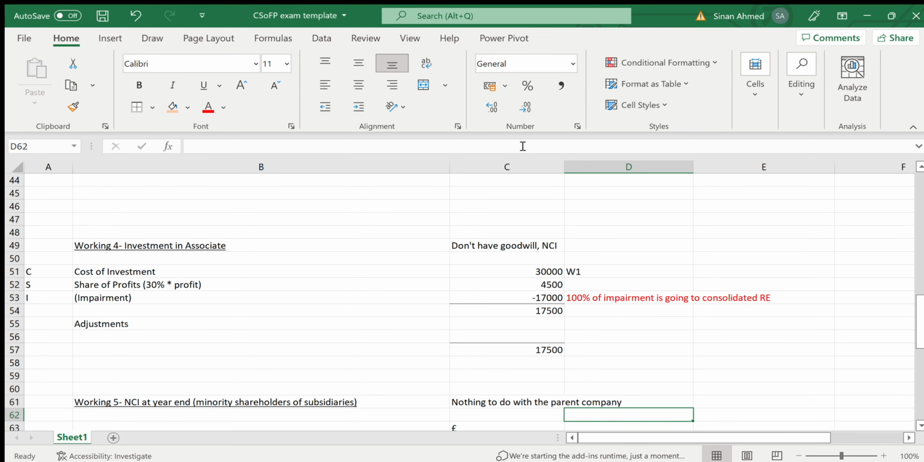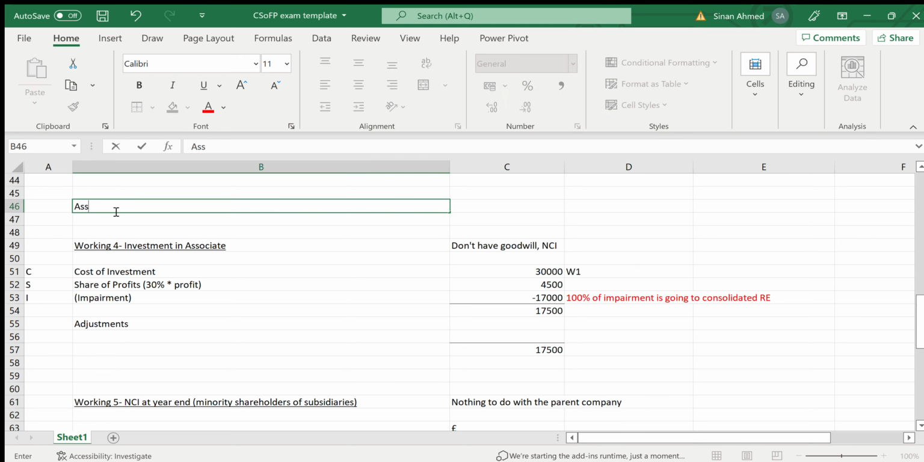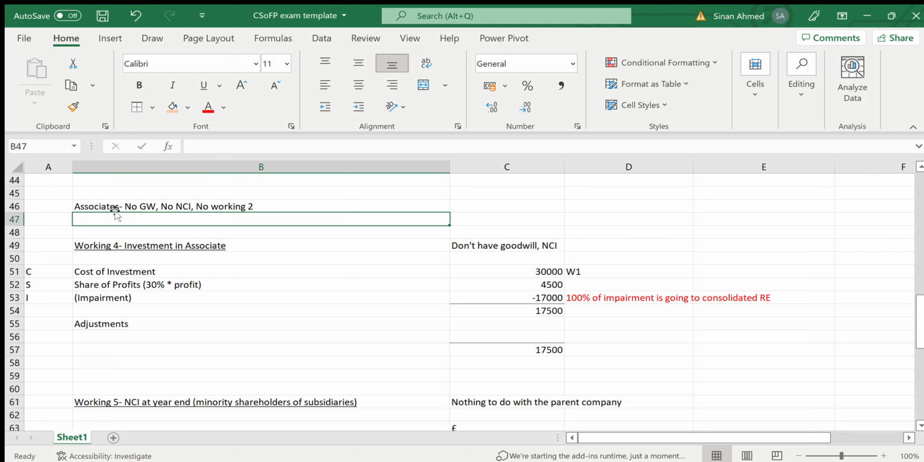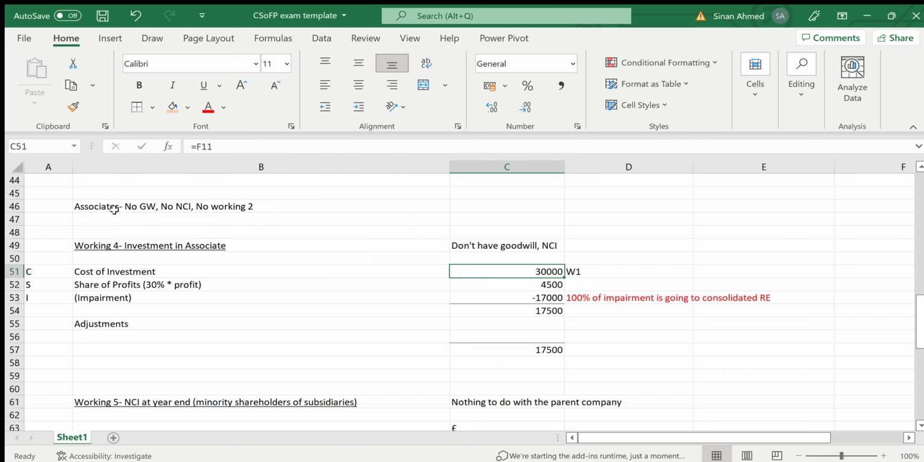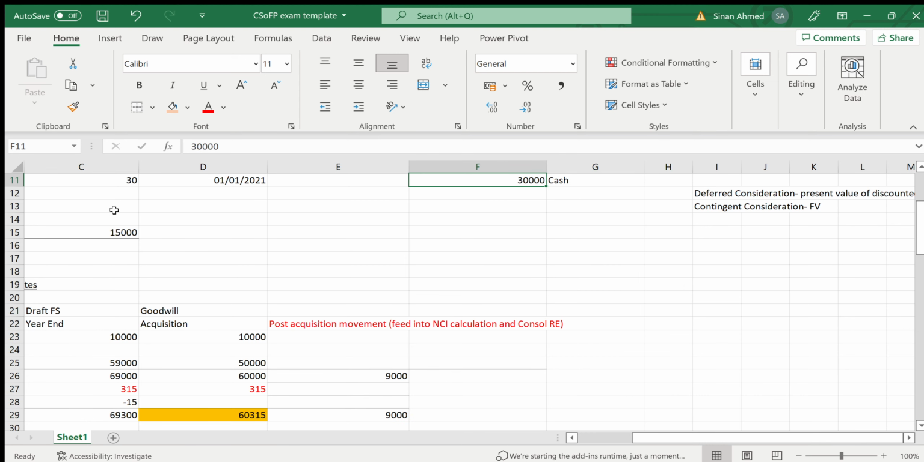Now, the next working we have is investment in associate. So remember, associates, no goodwill, no NCI, no working two. Now, let's see where the figures are coming from for the investment in associate. So we put in our consideration, which comes from working one, and I've already put it in there.